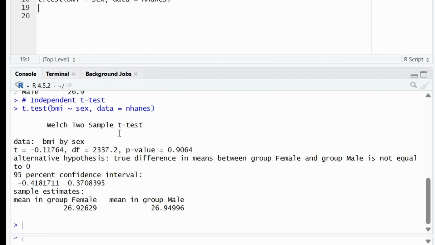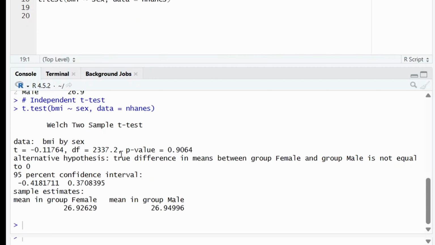So we see t equals minus 0.11764. What does this mean? Well, the t-value measures how large the difference between group means is relative to the variability in the data. Here, the t-value is very close to 0. That already suggests that the difference in mean BMI between females and males is extremely small relative to the overall variation in BMI.